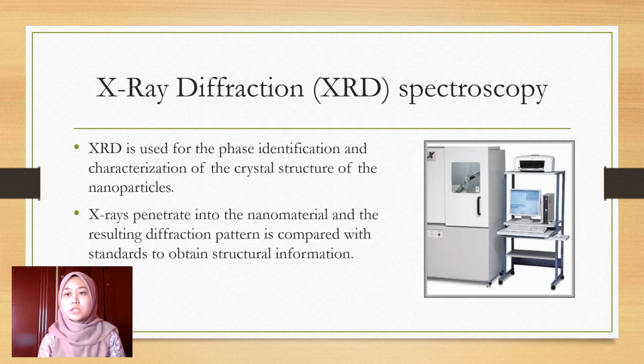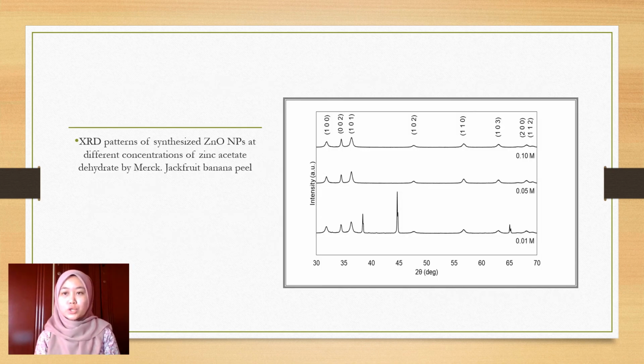The second characterization is X-ray diffraction spectroscopy. Usually, XRD is used for the phase identification and characterization of the crystal structure of the nanoparticles. This graph shows the XRD patterns of synthesized zinc oxide nanoparticles at different concentrations of zinc acetate dihydrate by using jackfruit and banana peels. As we can see in this graph, the peaks at the diffraction angles shown indicate the presence of zinc oxide nanoparticles.